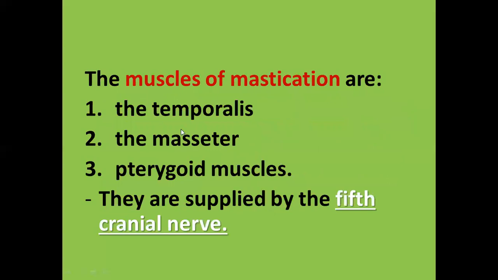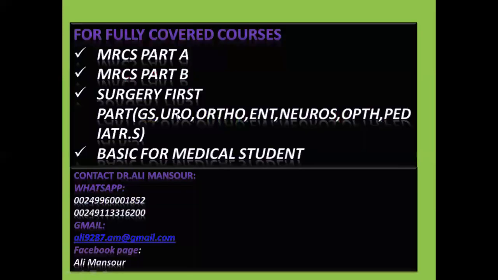The muscles of mastication are the temporalis muscle, masseter muscle, and pterygoid muscles, which are lateral and medial. These muscles are supplied by the motor branch of the trigeminal nerve, the fifth cranial nerve, specifically its mandibular branch. These muscles are derived from the first pharyngeal arch.